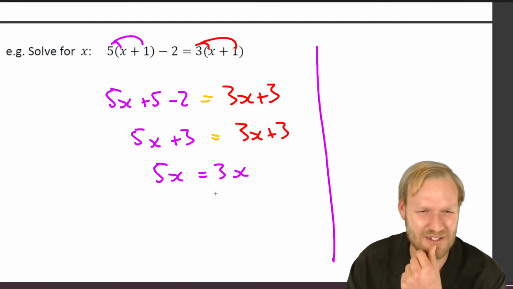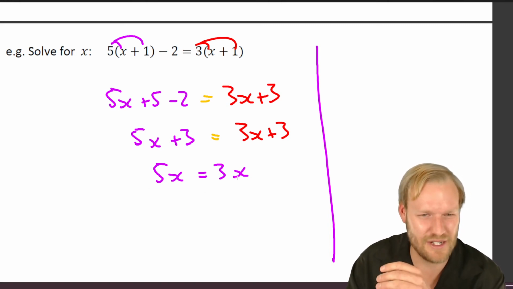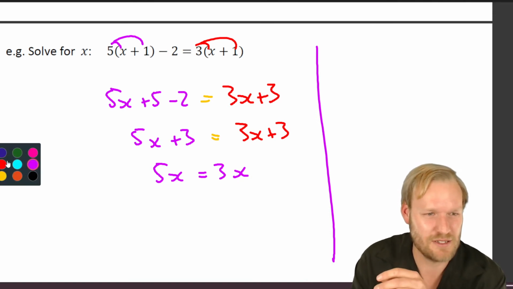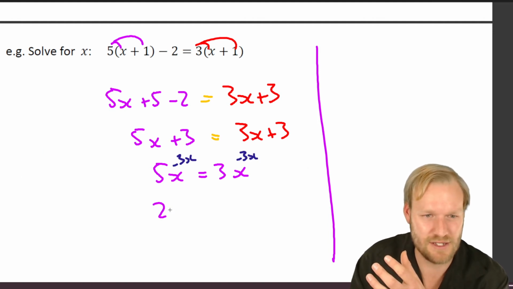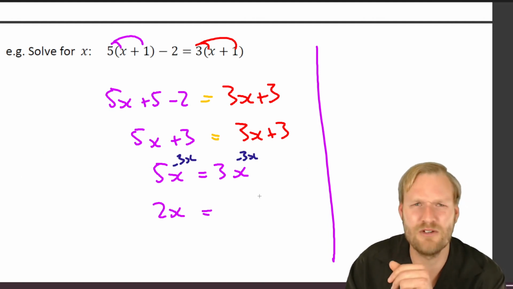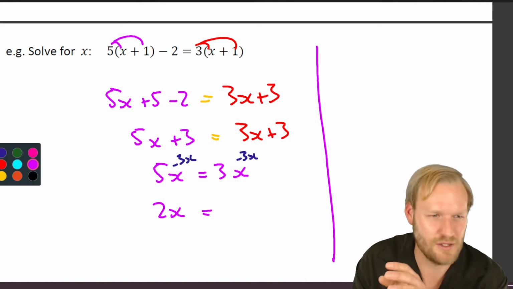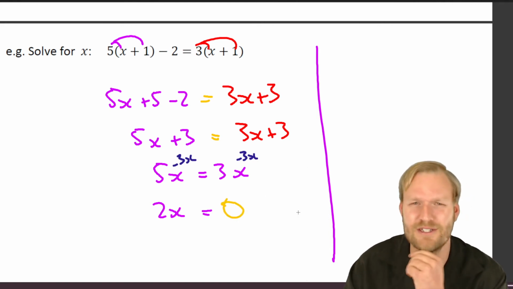You know that. So at this stage, we can't just go, oh, divide by 5 or divide by 3. We still need to have our x's on one side. So I'm going to subtract 3x from each side. So on the left-hand side, I've got 2x. Now, what's 3x minus 3x? Well, the way I figure it, it's 0.